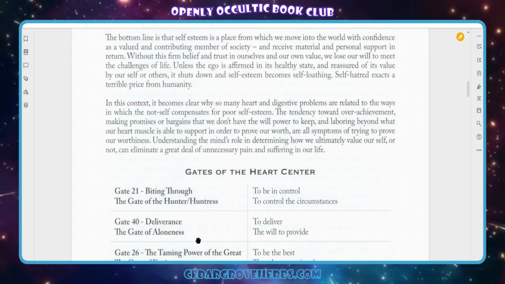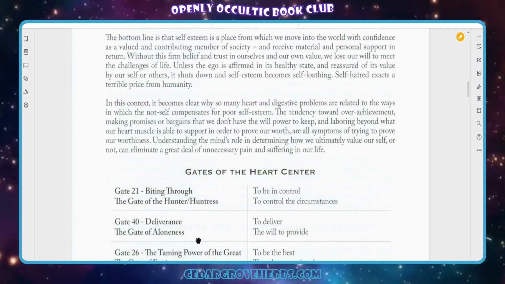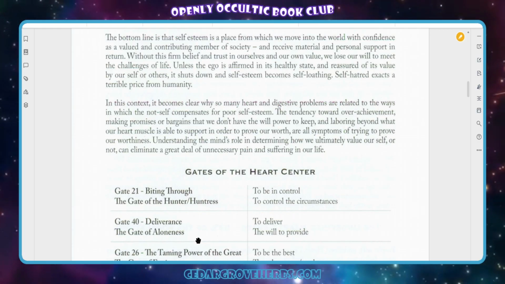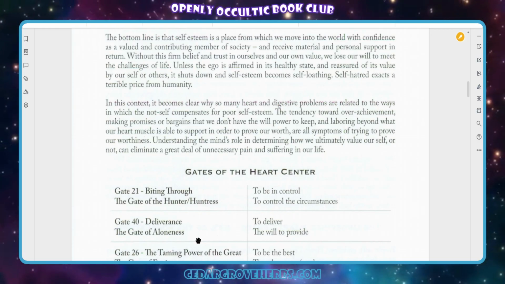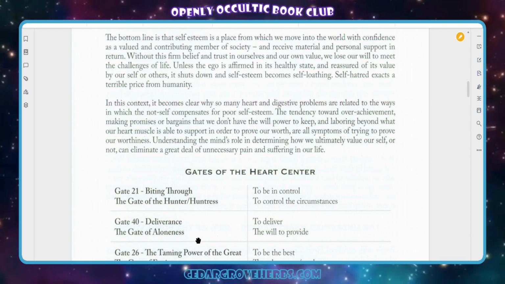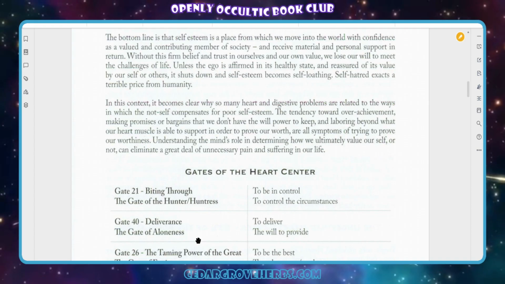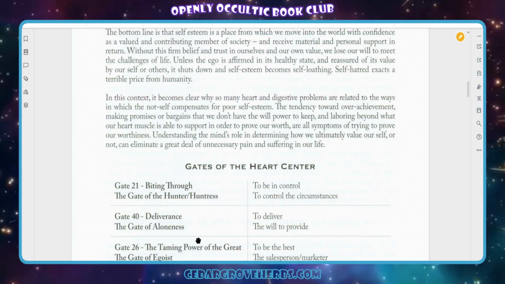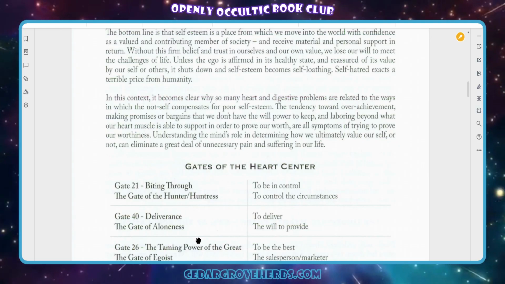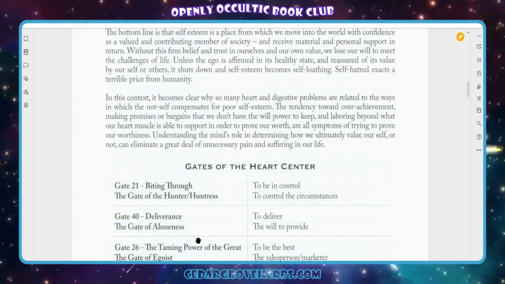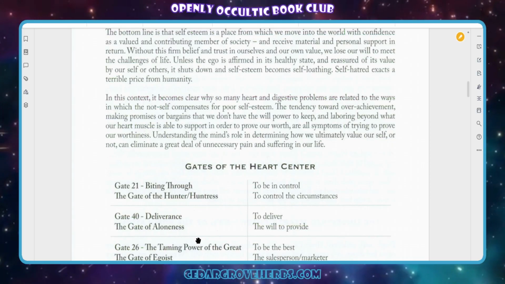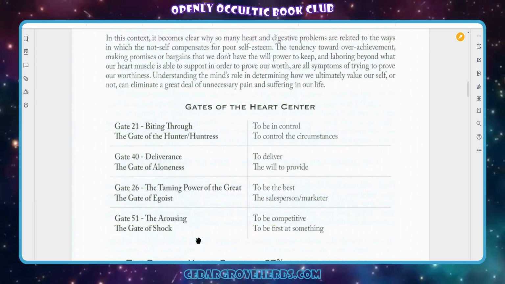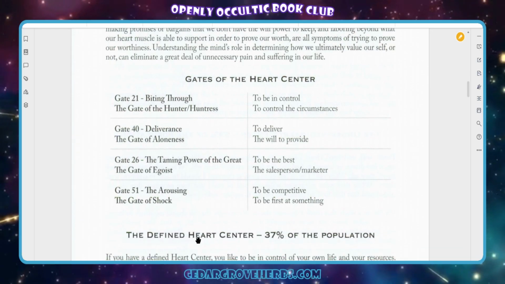In this context, it becomes clear why so many heart and digestive problems are related to the ways in which the not self compensates for poor self esteem. The tendency towards overachievement, making promises or bargains that we don't have the willpower to keep, and laboring beyond what our heart muscle is able to support in order to prove our worth, are all symptoms of trying to prove our worthiness. Understanding the mind's role in determining how we ultimately value ourselves or not can eliminate a great deal of unnecessary pain and suffering in our life.